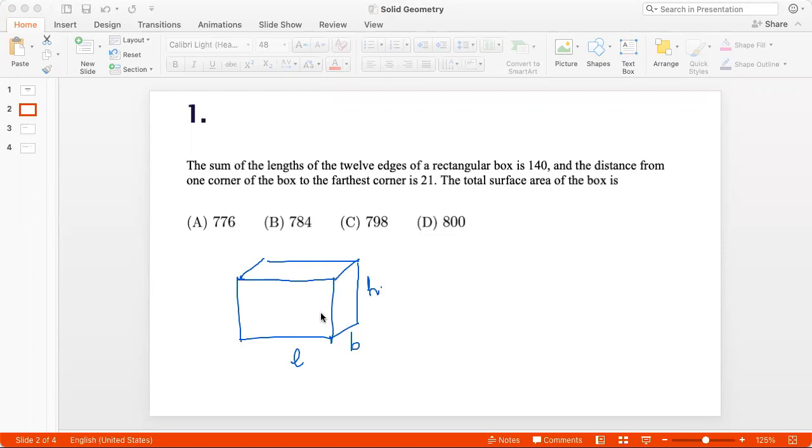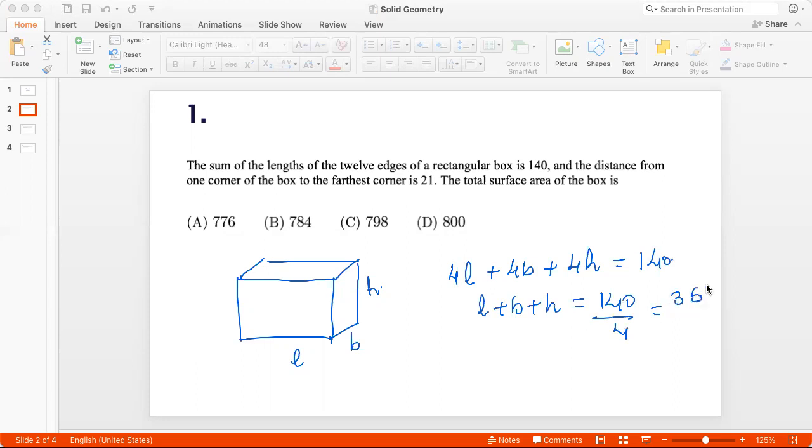So the sum of the 12 edges would mean that it's 4 times L plus 4 times B plus 4 times H. That is given as 140. So I can say that L plus B plus H is 140 by 4, which is 35, right? So that's one equation that I have.